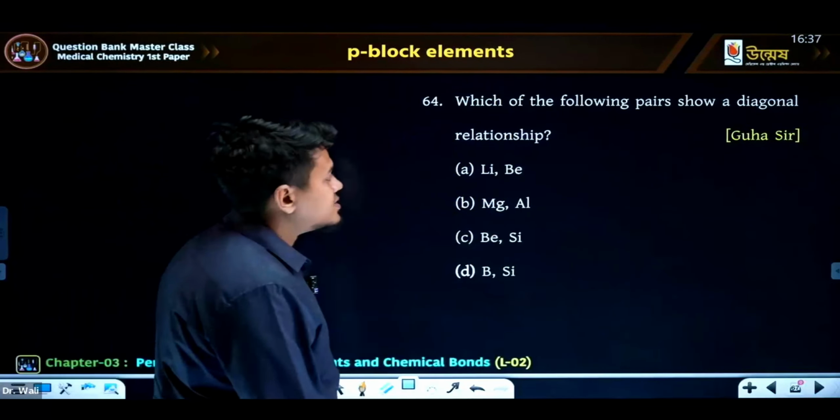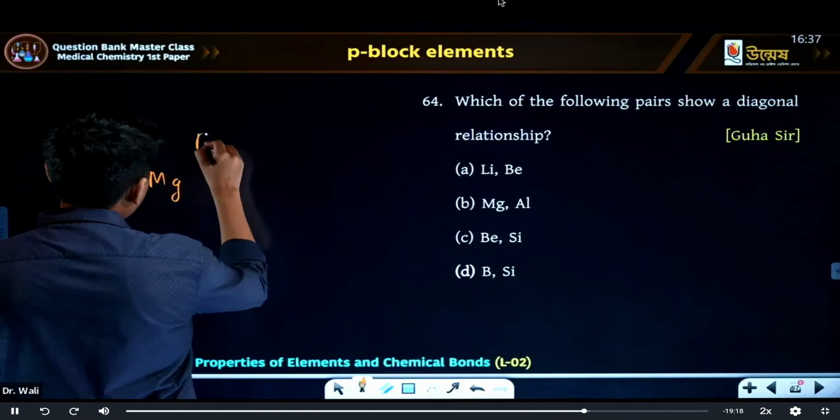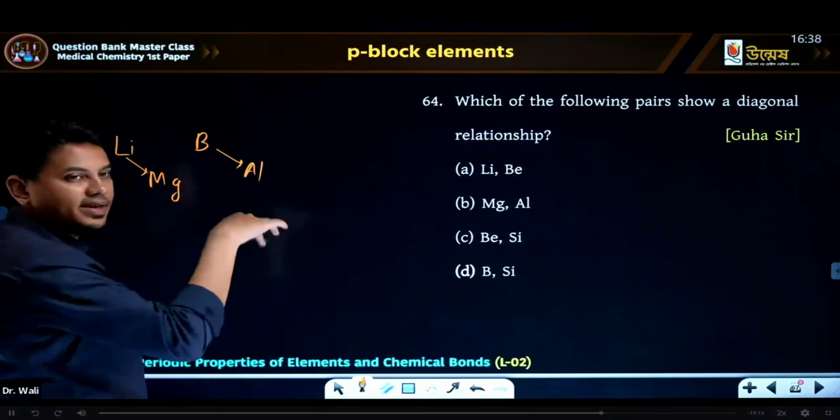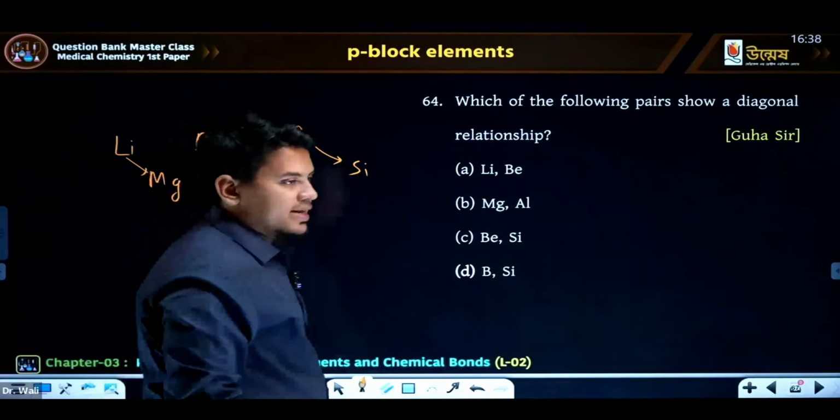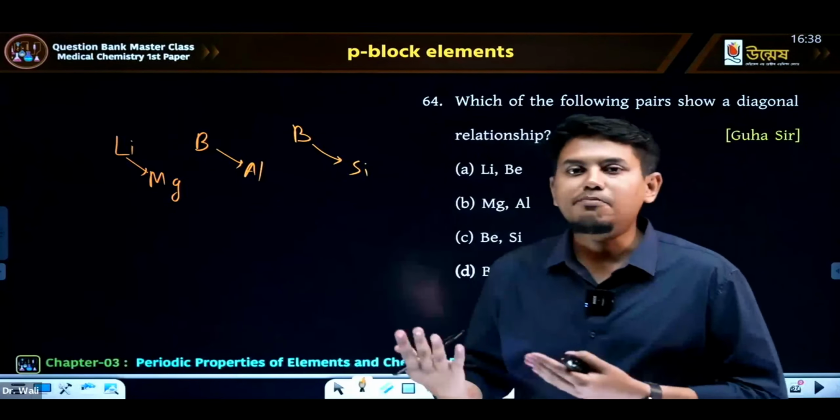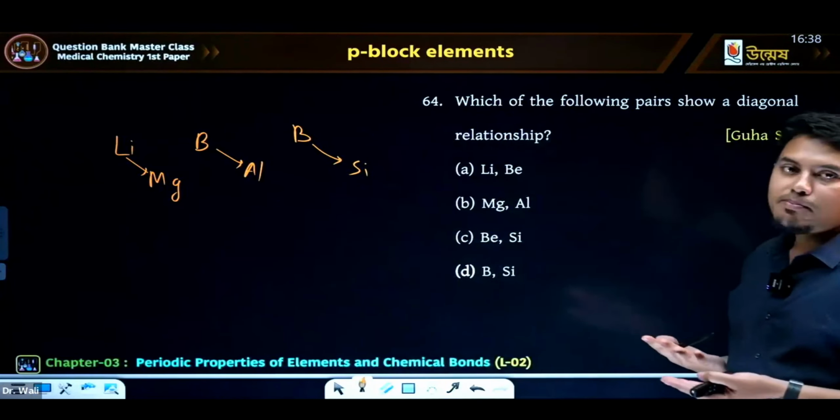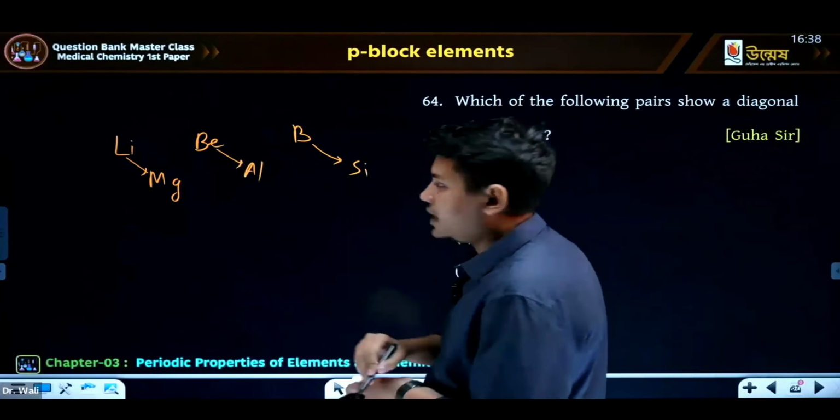Okay. Which of the following pairs show a diagonal relationship? You can easily recall the diagonal relationship with an easy mnemonic, which is lithium to magnesium. These diagonally placed elements show similarity in their properties. That's what we mean by diagonal relationship. Now we need to find out the proper pair for this question. Lithium and beryllium will not be a perfect pair. It would be beryllium and aluminium.